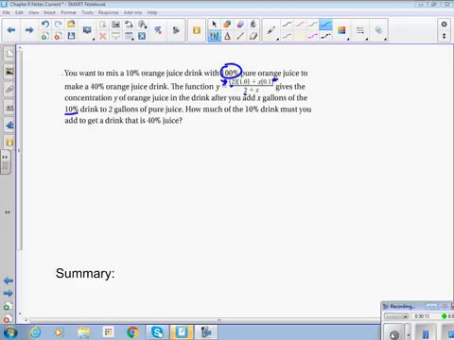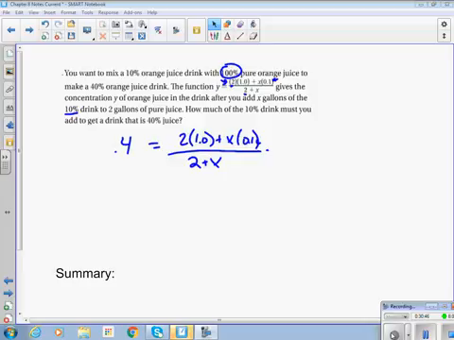And so how much of the 10% drink must you add to get a drink that is 40% juice? So there are 2 options here. We can either go 40 or we can go 0.4. So I want my concentration, and which one do you think it's going to be, 40 or 0.4? Because they used 100 as 1.0 and 10 as 0.1, we're going to use 0.4 to represent the 40%.